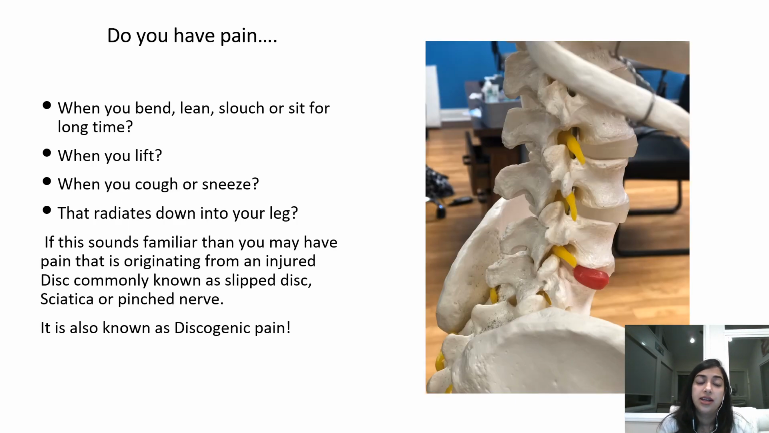So, tell me, have you ever had issues bending, leaning, slouching, or sitting for a long time and experienced a sudden jolt of pain with any of those seemingly simple everyday activities? Have you had that sharp stabbing pain when you were lifting a simple pencil? Did you feel pain when you were coughing or sneezing? Have you had pain that is radiating down your leg? If this sounds familiar, then your pain might actually be originating from an injured disc, which is commonly known as a slipped disc, sciatica, or pinched nerve. In medical lingo, it's also referred to as discogenic pain.